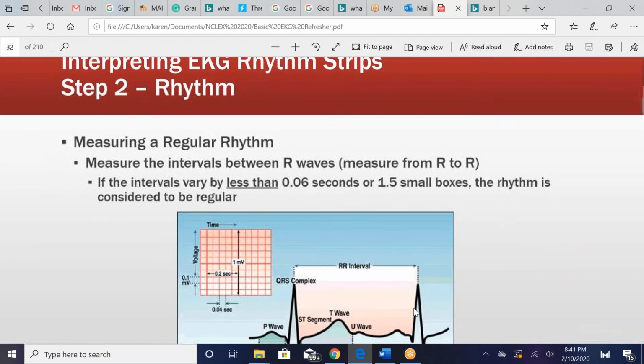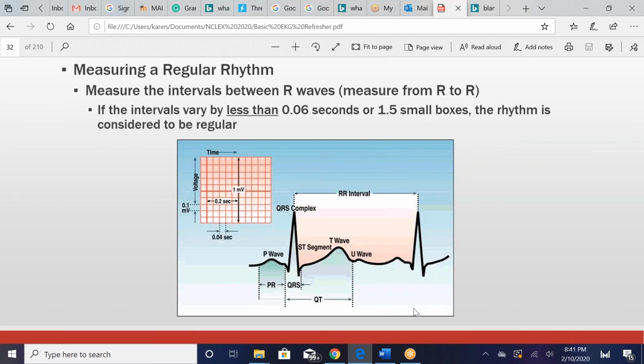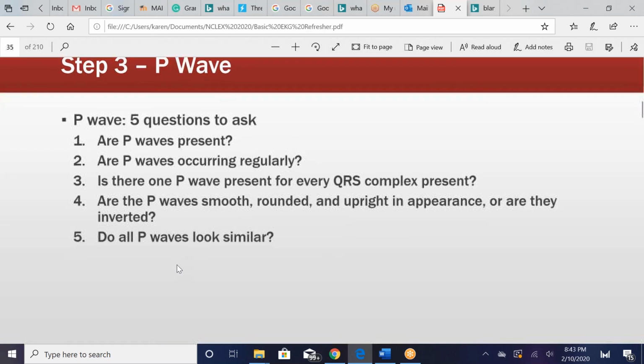Okay, so measuring a regular rhythm. You measure the R intervals between the R waves. If the intervals vary by less than 0.05 seconds or 1.5 small boxes, the rhythm is considered to be regular. You may not have them exactly the same, but they should not vary far off. So to measure an irregular rhythm, if the intervals between the R's vary by greater than 0.05 seconds or 1.5 small boxes, the rhythm is considered irregular.